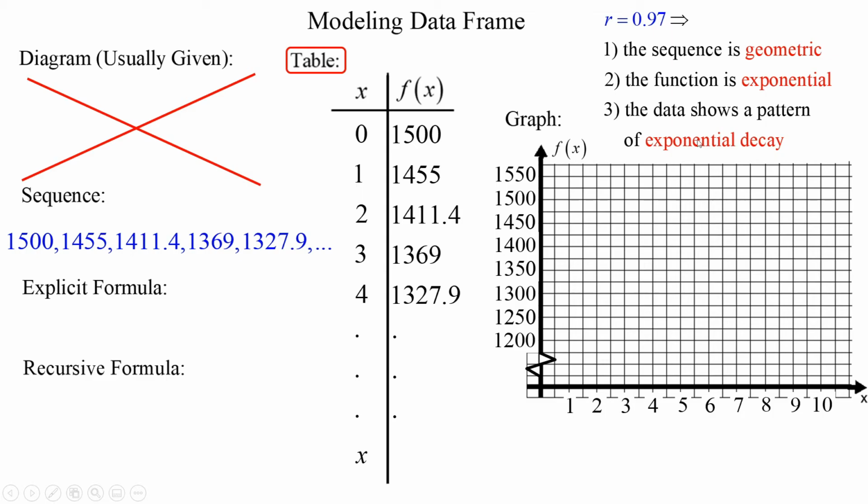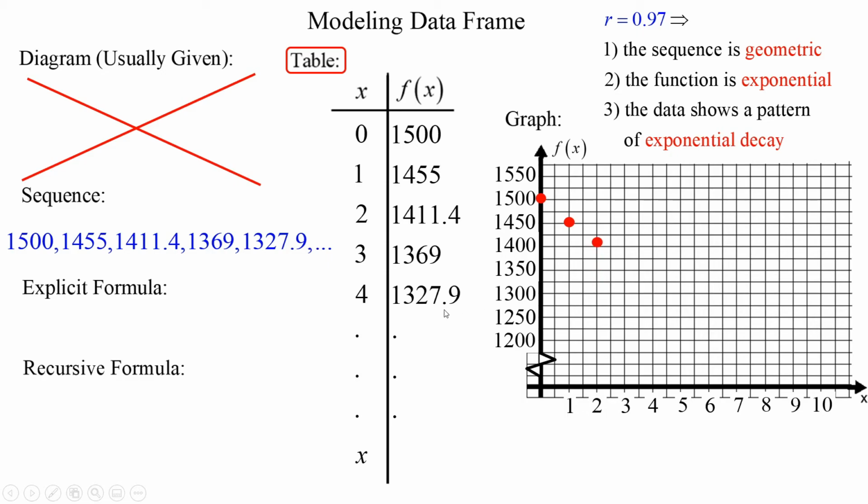Okay, so let's plot our points carefully. 0, 1,500, all the way up there. There it is. At 1, f of 1 is 1,455. That's just barely above the 1,400 hash mark right there. At 2, we're at 1,411.4. Well, where's 1,400? There you are. 11.4, well, that'd be 25, so 11.4, about right there.